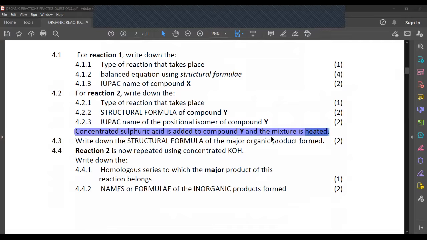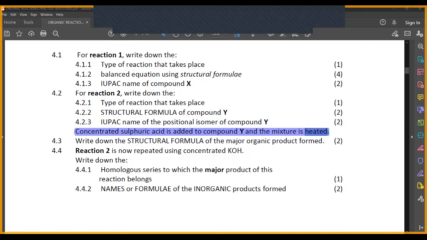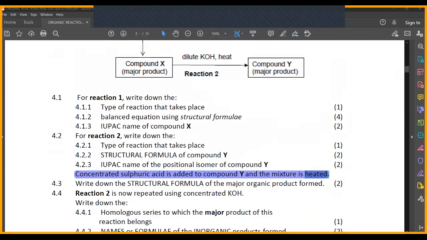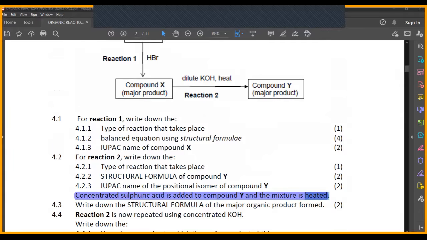Reaction 2 is now repeated using concentrated KOH. All right, I'm going to go back to reaction 2. Reaction 2 is now repeated using concentrated KOH. So it's no longer dilute, it's now concentrated. All right, let's think about this. It's no longer dilute, it's concentrated.